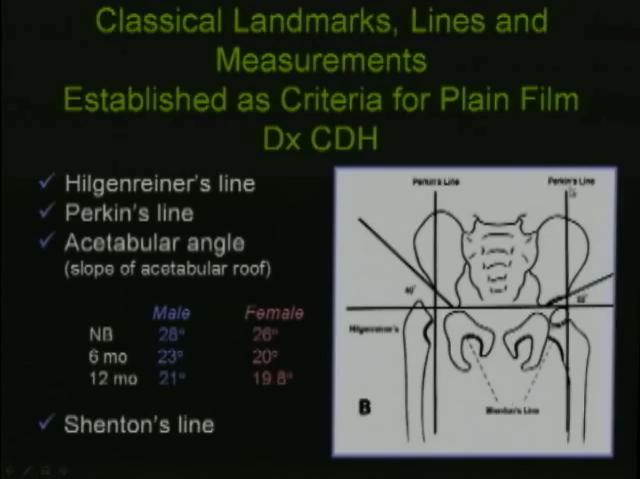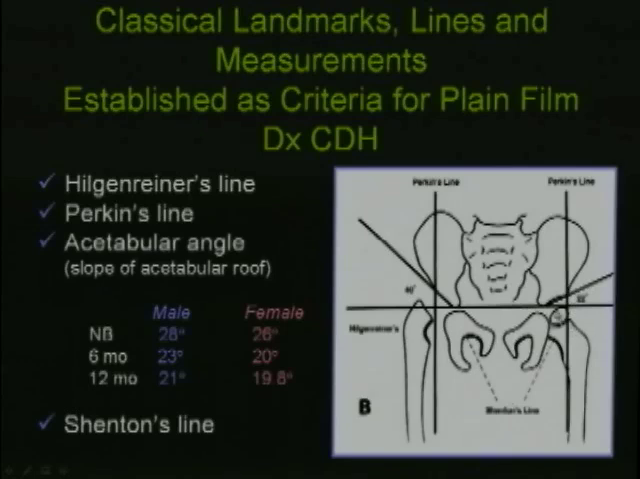And then perpendicular to Hilgenreiner's line, a line is drawn through the superolateral aspect of the acetabulum. This is called Perkins' line. Remember, P for Perkins and P for perpendicular. And this should form an X with the horizontal line, Hilgenreiner's. The head of the femur should be seated in a position that will allow it to be demonstrated or projected, if it isn't yet ossified, overlying the medial inferior quadrant formed by the intersection of Hilgenreiner's and Perkins' line.